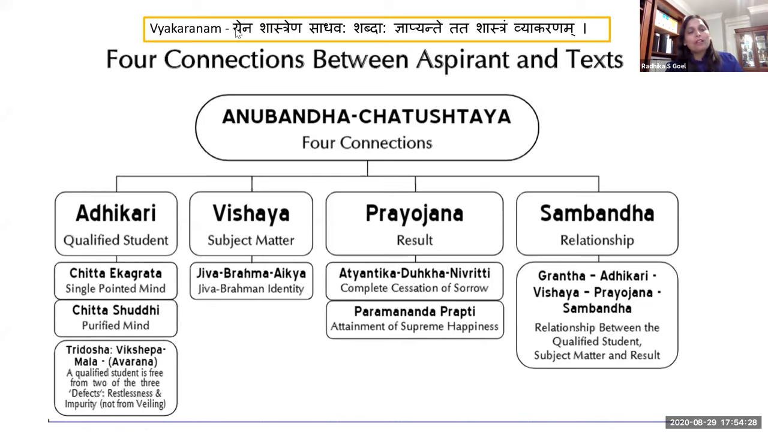The first one is Adhikari. Adhikari is a qualified student. I want to point out that this is how Indic knowledge is a little different from Western knowledge. When you have math or physics, the component of Adhikari is missing. According to Indic knowledge, the outcome of an experiment depends even on the perception of the person who is doing the experiment. So there is always that component of human observation.